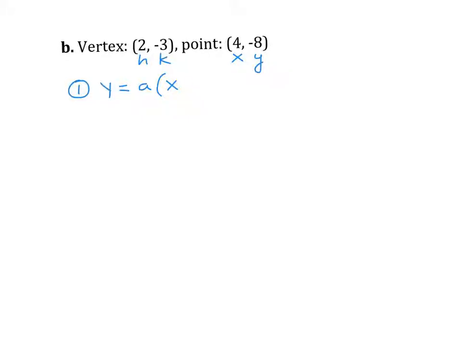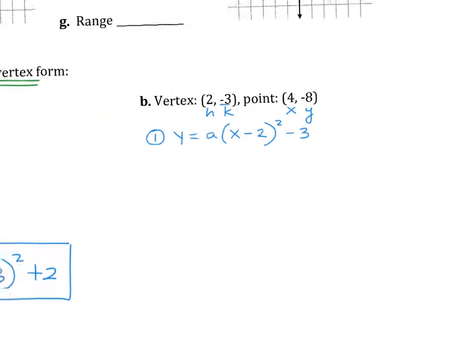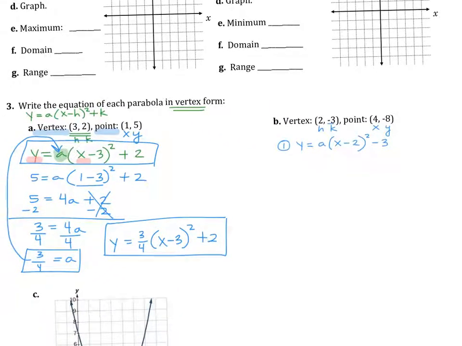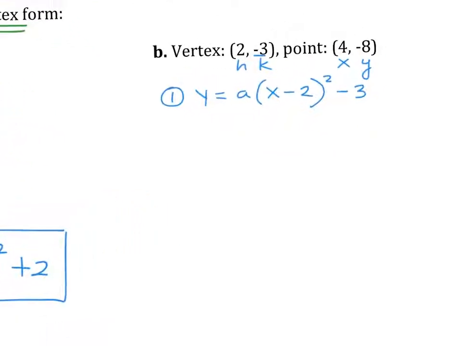X minus h, so x minus 2 squared. Then what? Minus 3. It's a negative 3, so minus 3. Remember the initial formula? It looks like this. This one is subtraction, this one is addition. So if we're adding a negative, then you just call it minus 3. We'll talk about it later. Okay, so that's your first step.